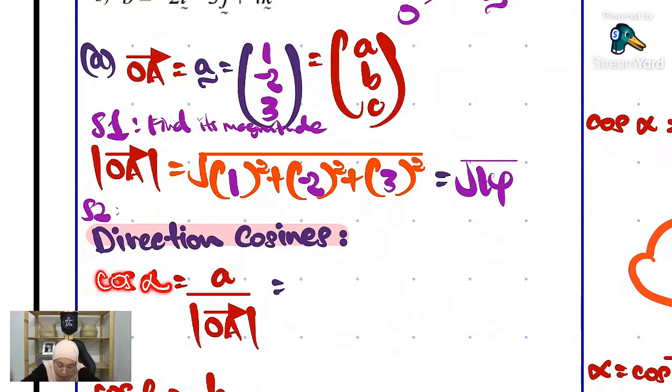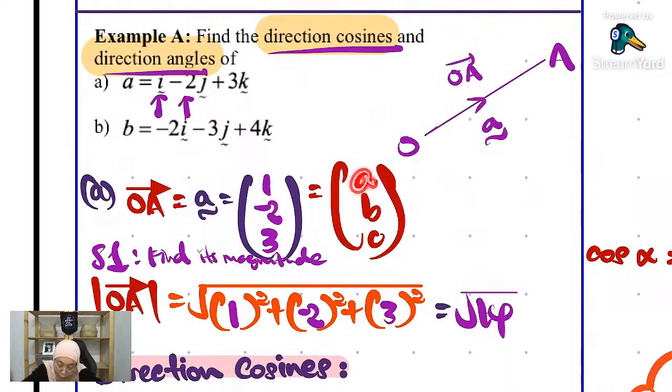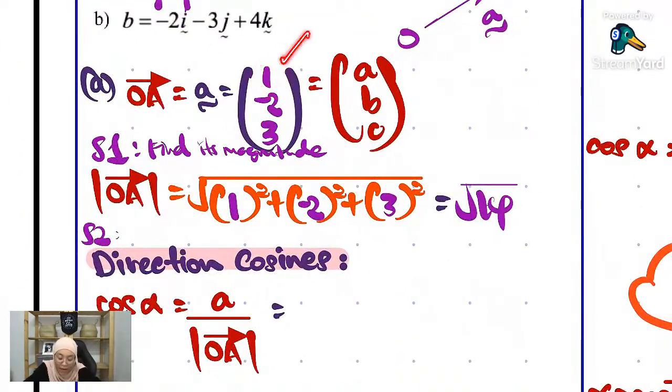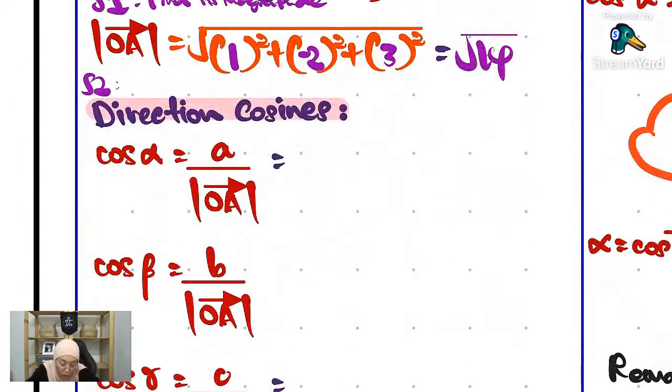Cos alpha bersamaan dengan A, point A tau, bukan A vector. Kalau ada vector kita akan tulis wave di bawah. Tapi ini adalah point A. Point A bermaksud A bernilai 1, B bernilai negatif 2, C bernilai 3. So kita hanya ambil satu nilai sahaja daripada vektor ini. So 1 bahagikan dengan square root of 14. Tada! This is the answer of cos alpha.